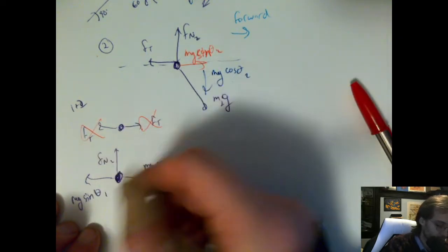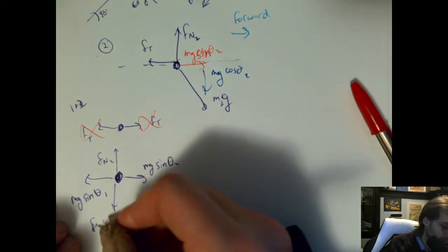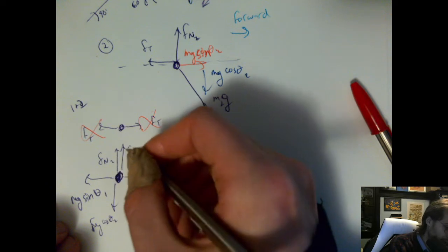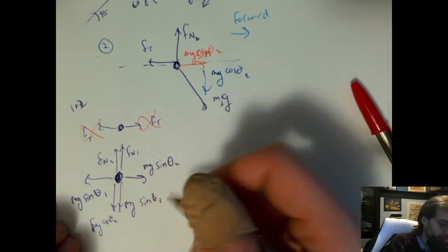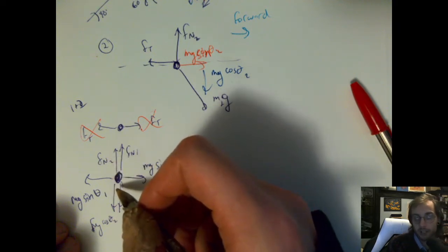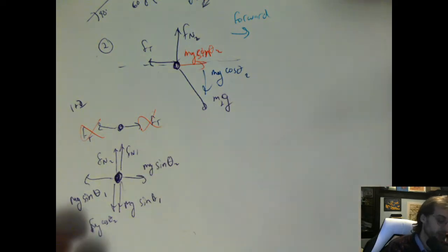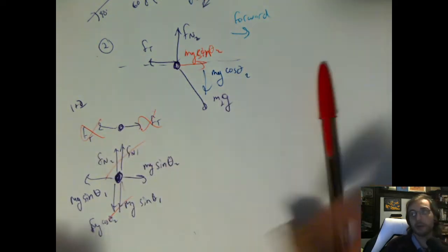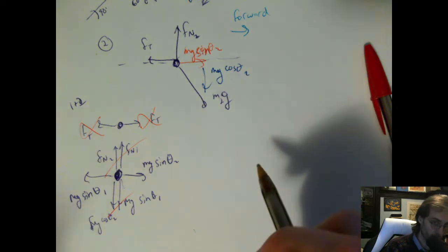So we've got Fn2 and mg cosine theta 2, Fn1 and mg cosine theta 1. These two should be smaller than these two because it depends on the angle. But in any case, the two on either side are the same as each other, so we don't have to worry about them for our super system. So our net force in our y direction is 0. Our net force in our x direction is more useful for what we're doing here.